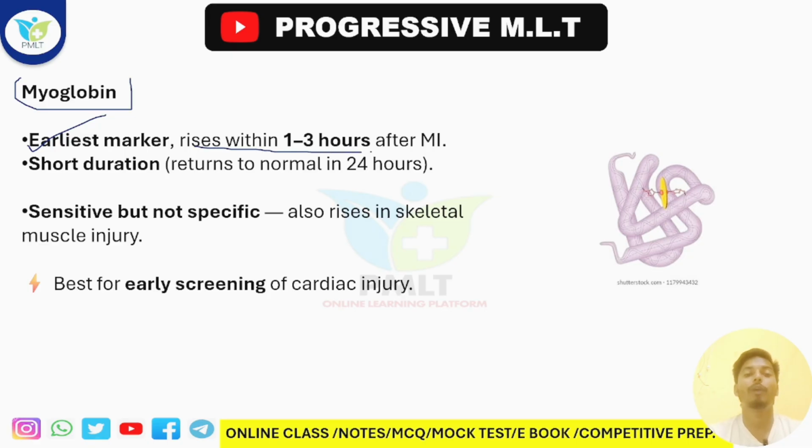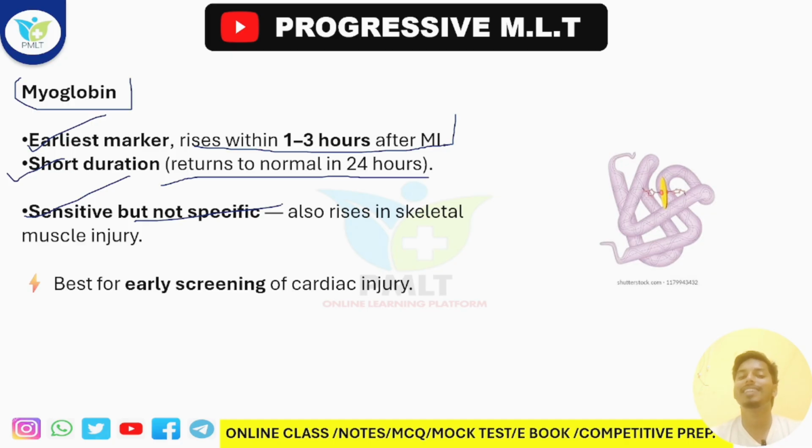It rises within 1 to 3 hours after myocardial infarction. It should be elevated within 1 to 3 hours. After that, it has a short duration; within a short duration it is elevated, and after that it comes back to the normal level within 24 hours. It is sensitive but not specific. It is elevated whenever myocardial infarction happens, but it is not a specific marker. Whenever myoglobin increases, you cannot say that myocardial infarction is particularly happening.